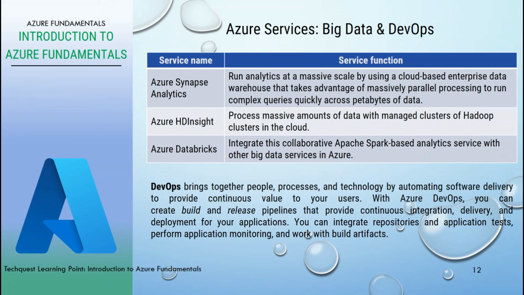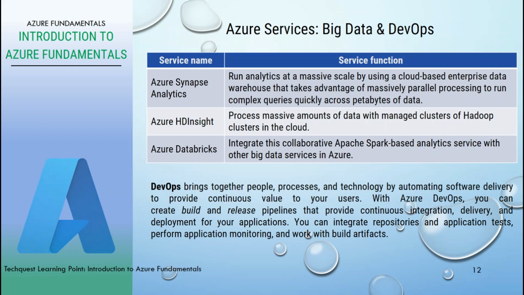Big data. When you have large volumes of data, these open source clustered services will help you run analytics at a massive scale and make decisions based off of complex queries. DevOps brings together people, processes, and technology by automating software delivery to provide continuous value to your users. With Azure DevOps, you can create, build, and release pipelines that provide continuous integration, delivery, and deployment for your applications.